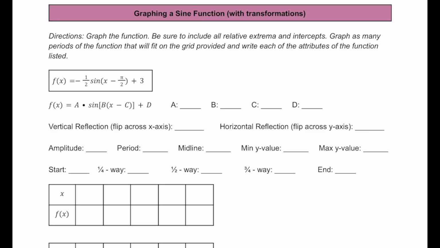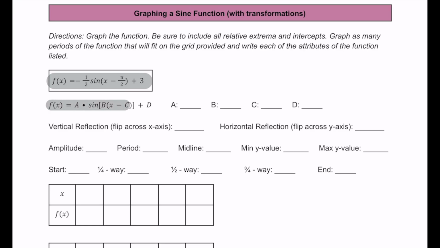Let's practice graphing a sine function that has a bunch of transformations. If this function looks a little bit too complicated and you want to practice with some easier ones with fewer transformations, feel free to check out one of my previous videos on those as well. In this video, we're going to take a look at this function where f of x is equal to -1/2 times sine of the quantity x minus pi over 2, plus 3.